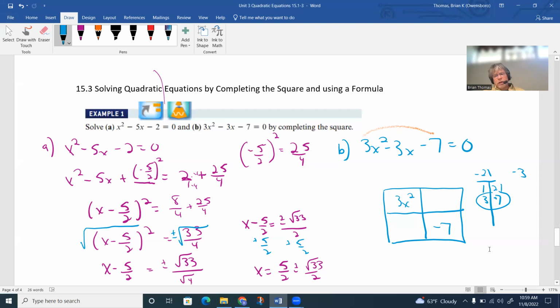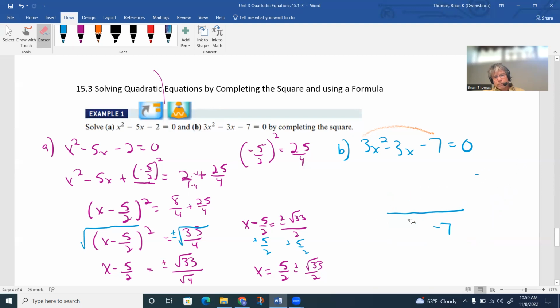So this is a signal to me that the answer is probably going to have what we call radicals in them. So we have to use a different strategy because factoring does not work. And this is why they introduced this completing the square.